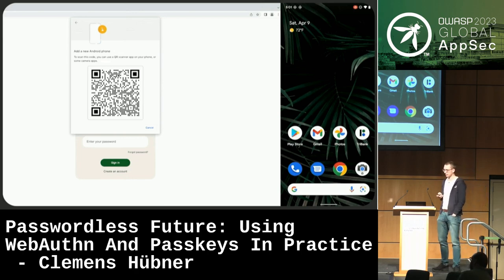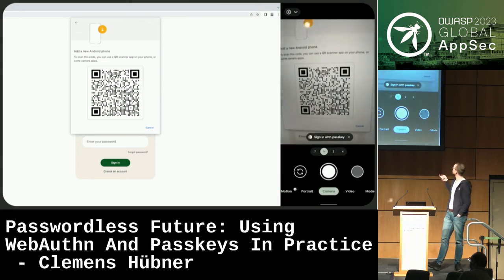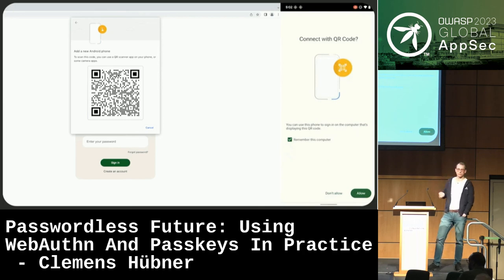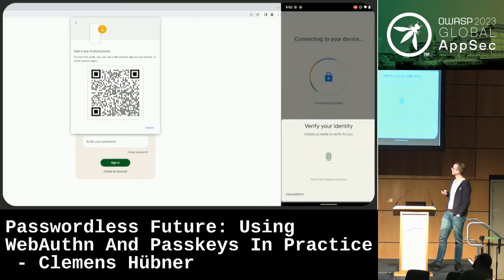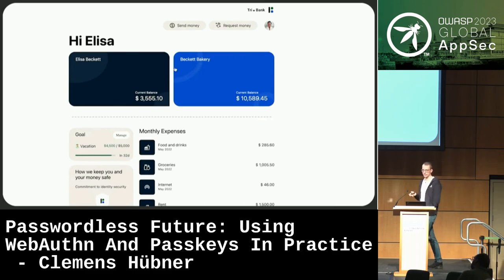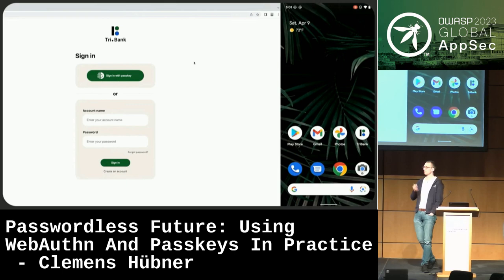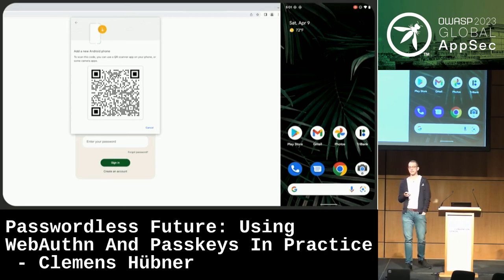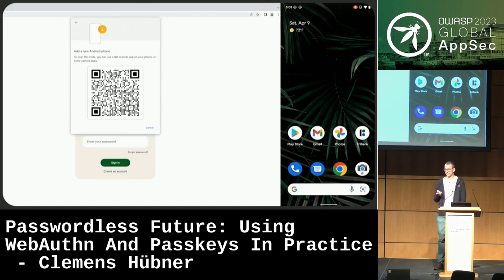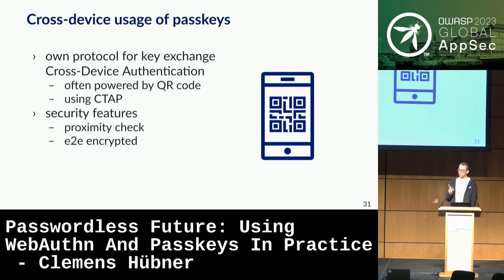This QR code contains the challenge and also some security information for opening this tunnel between the two devices. We scan this QR code on our phone, and it opens the passkey features. We need to identify here as well by our device unlock mechanism, biometric or PIN or whatever. And then the two devices communicate, they sign the challenge, and we can get logged in on the computer. There are two security features that are interesting here.